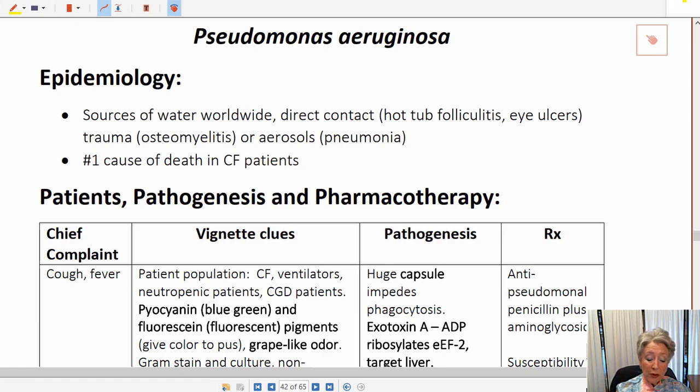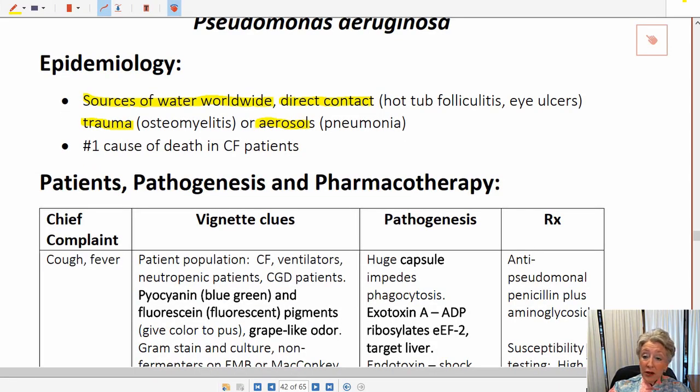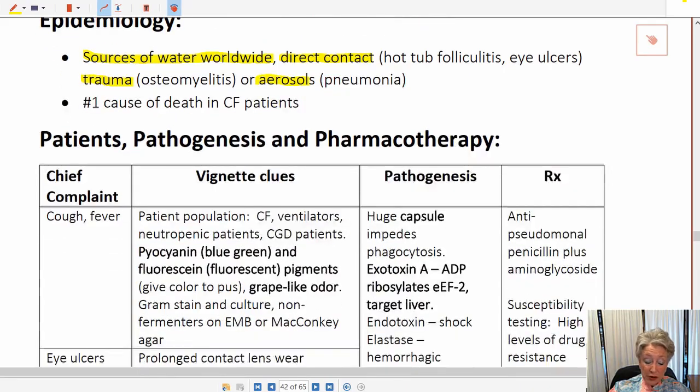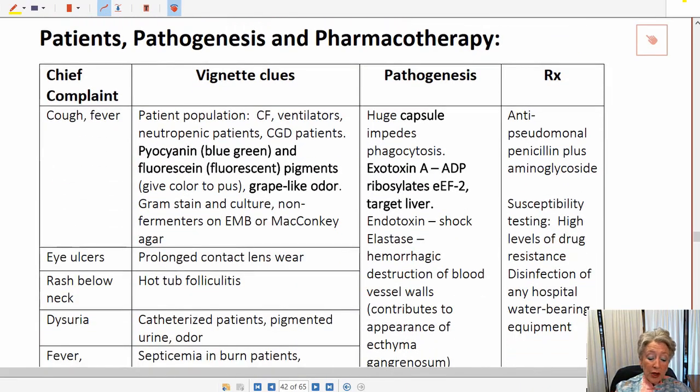Pseudomonas is another organism that comes from water sources, but this one is susceptible to normal chlorination, etc. It's transmitted by direct contact, trauma, or aerosols, depending on which of the presentations we're talking about. It is generally the number one cause of death in cystic fibrosis patients. It's going to present as a pneumonia with cough and fever.